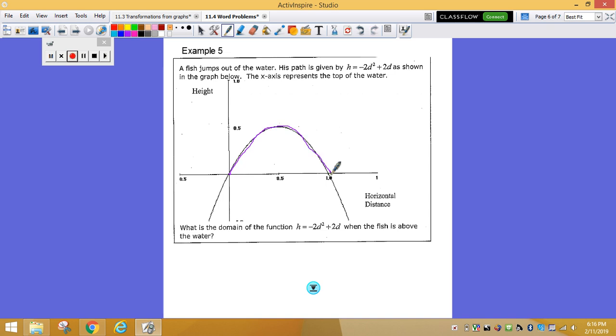What is the domain when the fish is above water? Well, domain is x, so we're only looking here. So he left the water at 0, and domain is x. And then he landed and went back underwater at 1. So my domain is from 0 to 1.